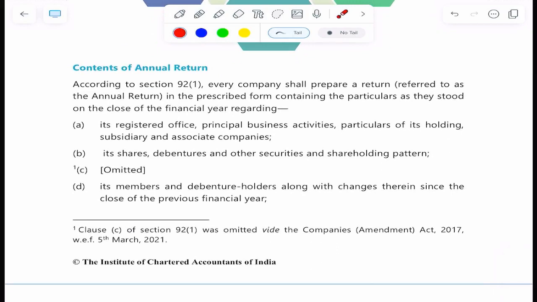Contents of annual return. According to section 92(1), every company shall prepare a return, referred to as the annual return, in the prescribed form containing the particulars. What will come in the contents of the annual return? Shareholders, KMP, CFO, we will see further.